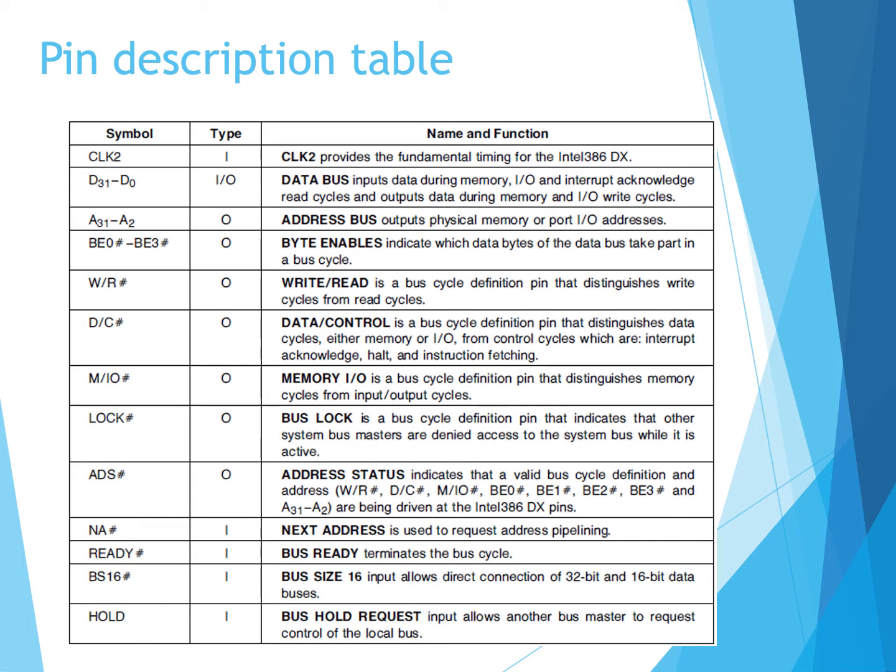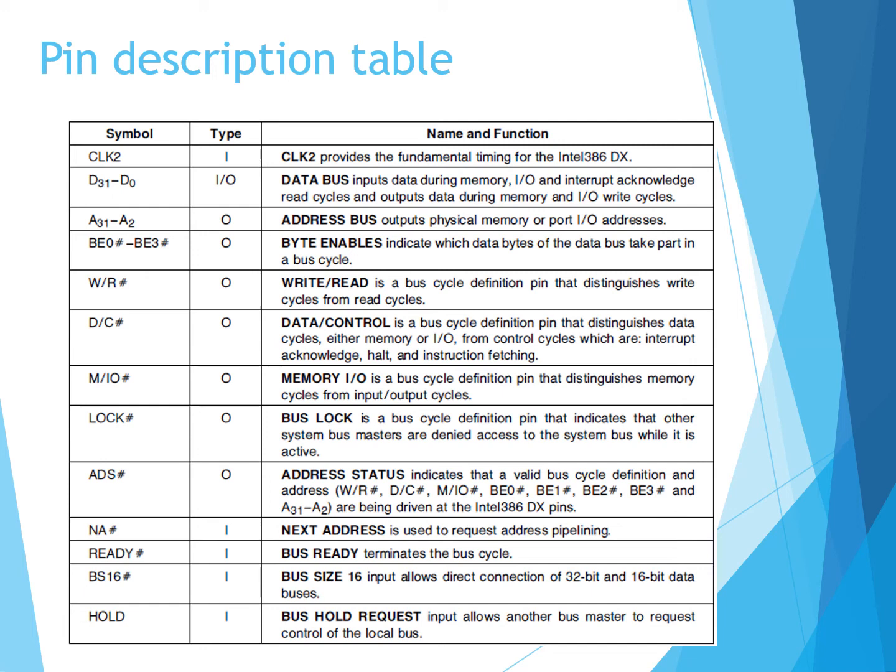Next is LOCK bar. It is an active low output pin and it indicates that the system bus masters are denied access to the system bus while it is active. Next is address status, ADS bar. It is again active low and indicates that a valid bus cycle definition and address are being driven at the 80386 pins. So ADS bar indicates valid signals present on the address bus. NA bar is an input pin used to request address pipelining. For address pipelining, NA bar is a must.